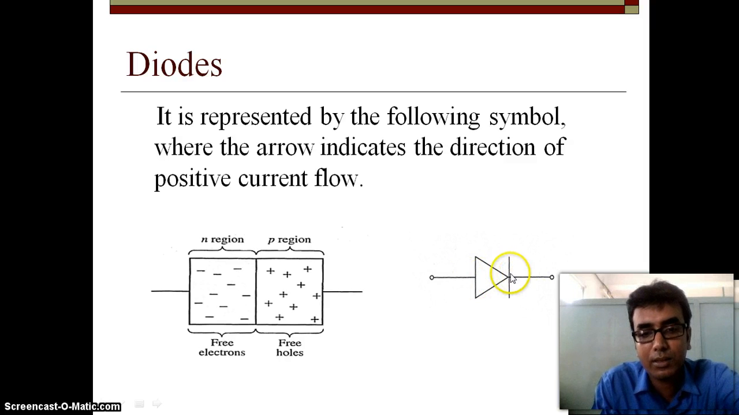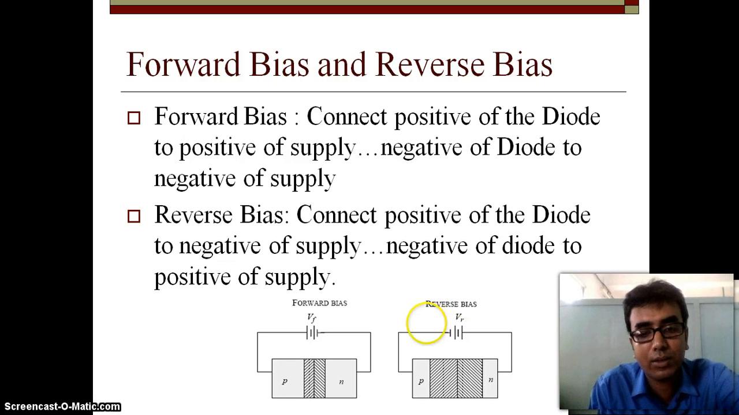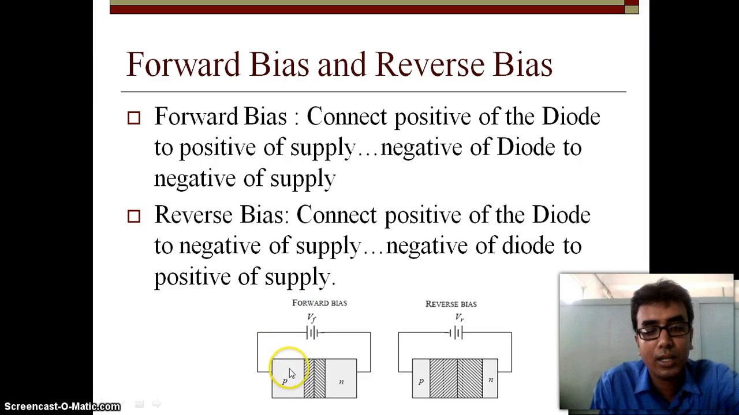What are the forward and reverse bias connections for a diode? If we connect the P side of the diode to the positive polarity of a battery or cell, and the negative polarity of the cell to the N side, then it is called forward bias. In reverse bias, we connect it reversely, that means the negative side is connected to the P side of the diode, and the positive of the battery is connected to the N side. That is the reverse bias.